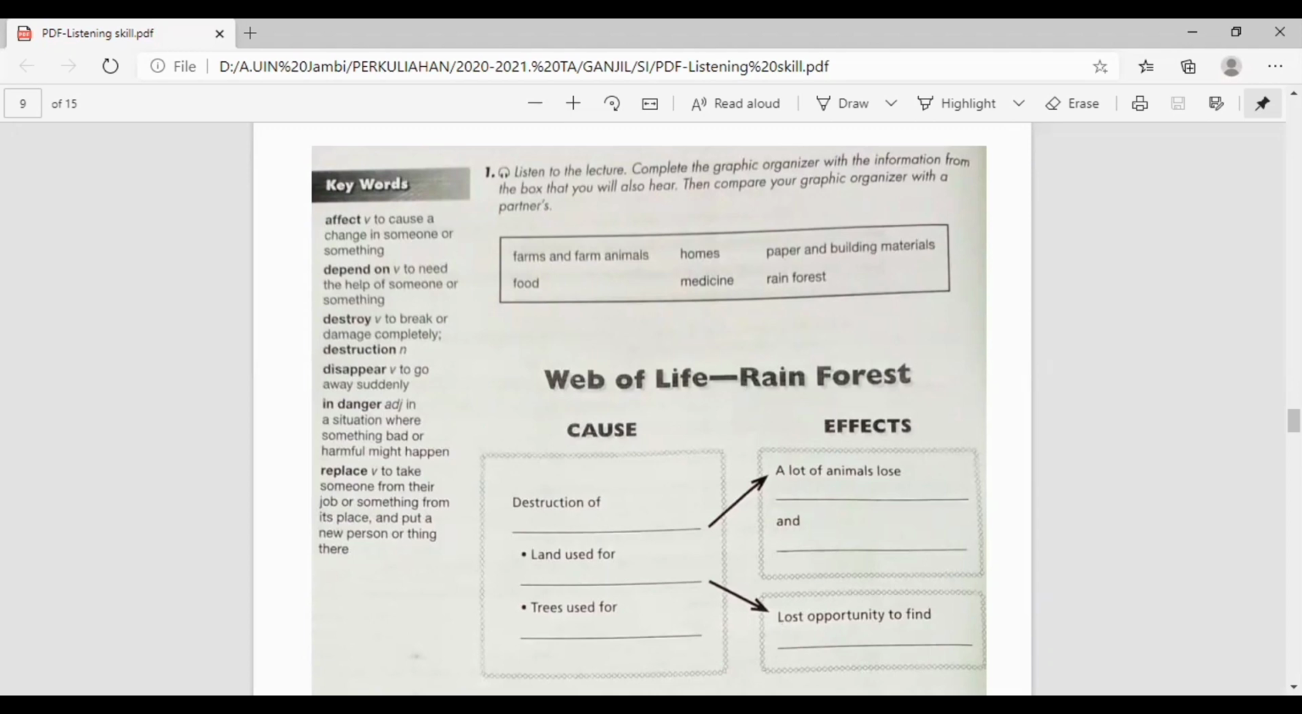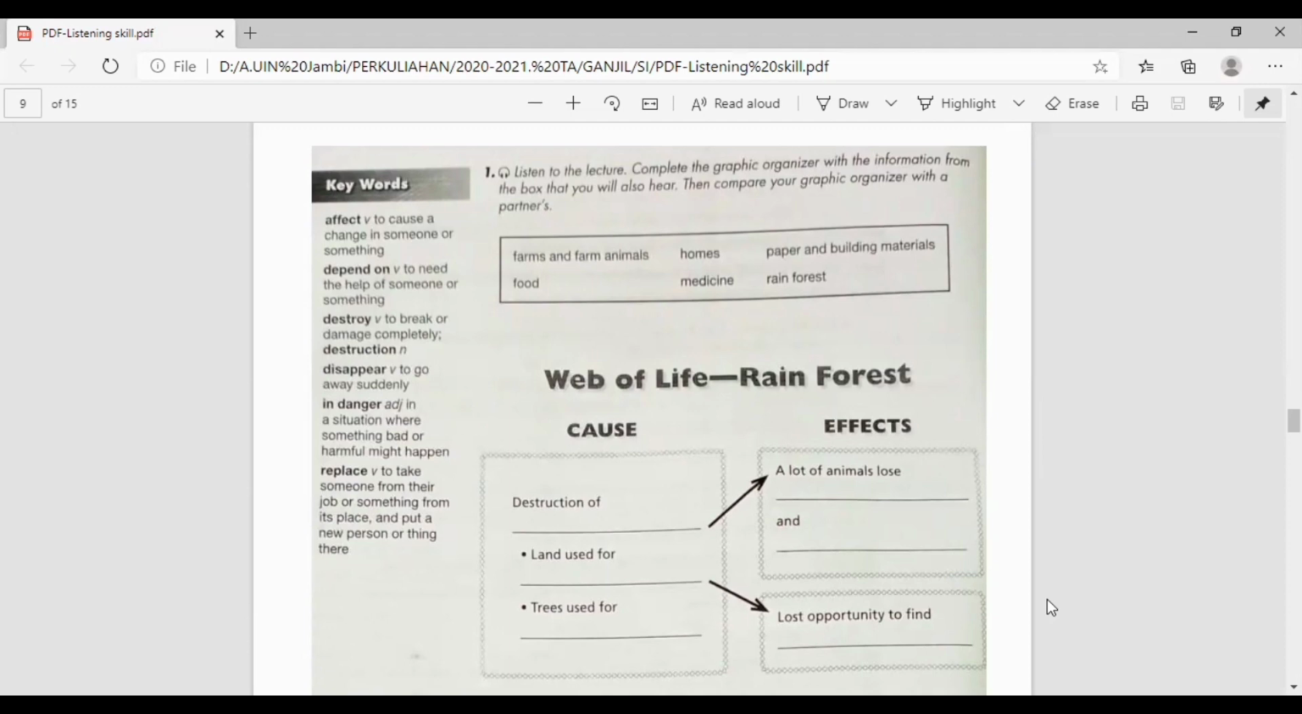Unfortunately, the web of life of the Amazon is in danger. In fact, 20% of the rainforest has disappeared due to human actions. Local people and international companies are burning forests down to use the land for farms and farm animals. In addition, people around the world use paper and building materials made from millions of rainforest trees.